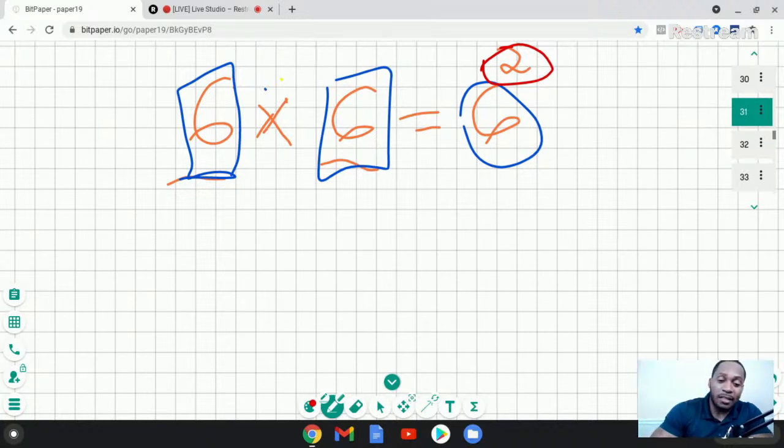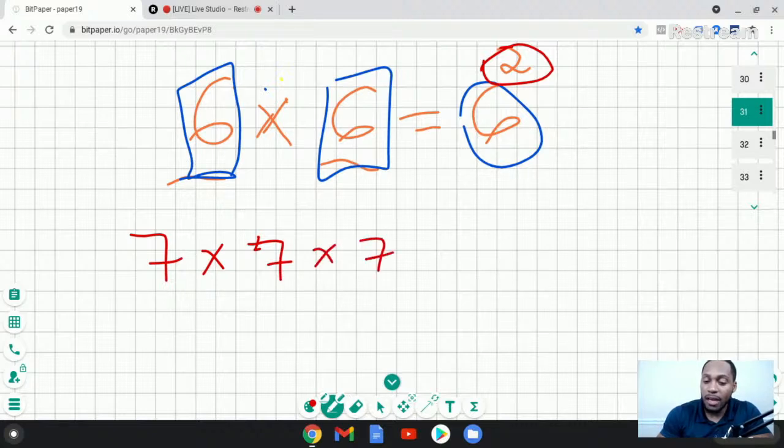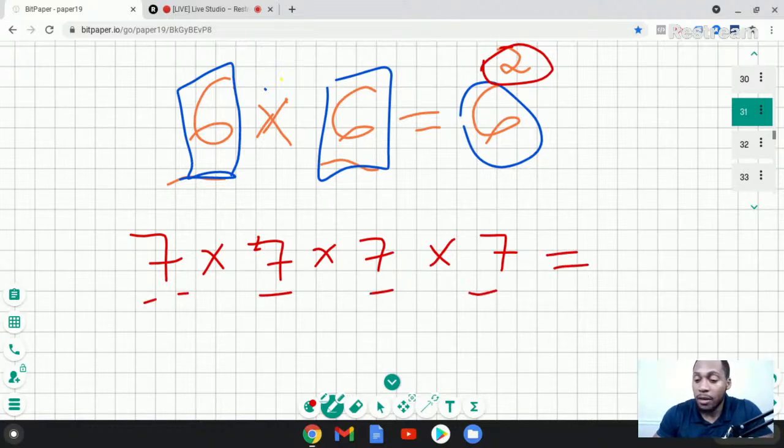Now, if we had 7 here multiplied by itself, 7 times another 7 times another 7, what would this be equivalent to? I count how many times. I say, okay, the base is 7. This is the number that I'm dealing with, 7. And how many times am I multiplying 7 by itself?